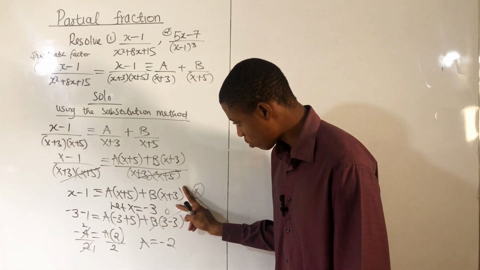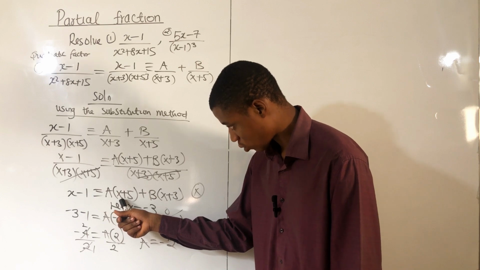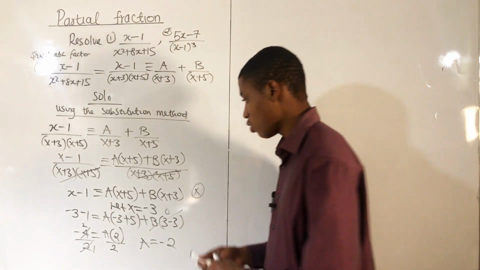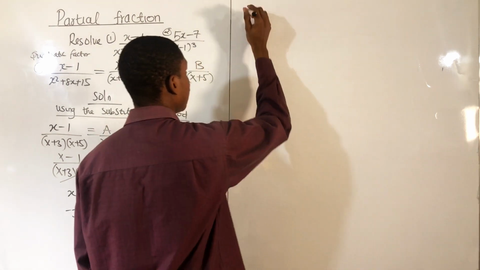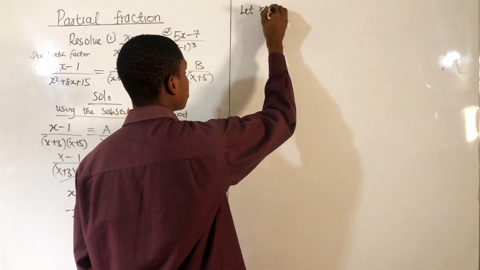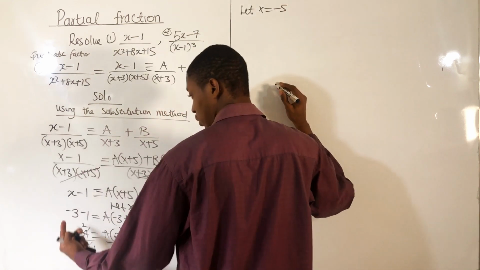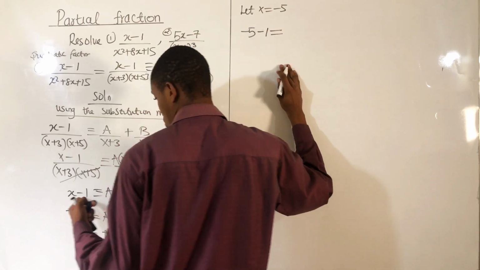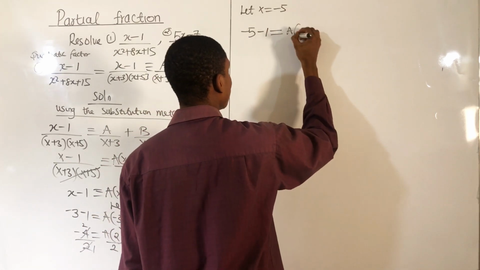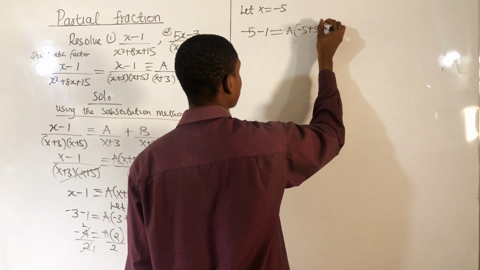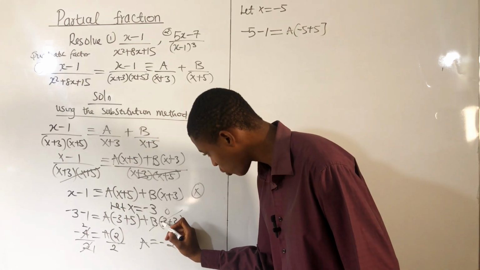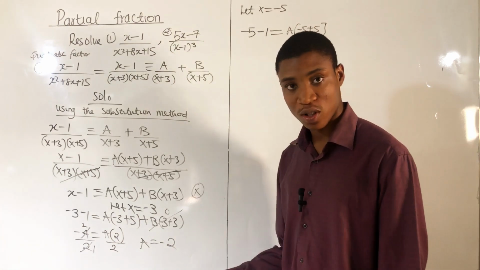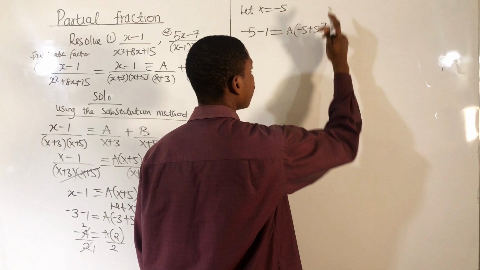Okay, a will be equal to 0 by substitution if x is equal to negative 5. So we're going to assume x is equal to negative 5. So let x be equal to negative 5. We have negative 5 negative 1 is equal to what? A bracket negative 5 plus 5. I made a mistake here. This is supposed to be negative 5 plus 3, which in turn renders this 0, but it's still the same concept.